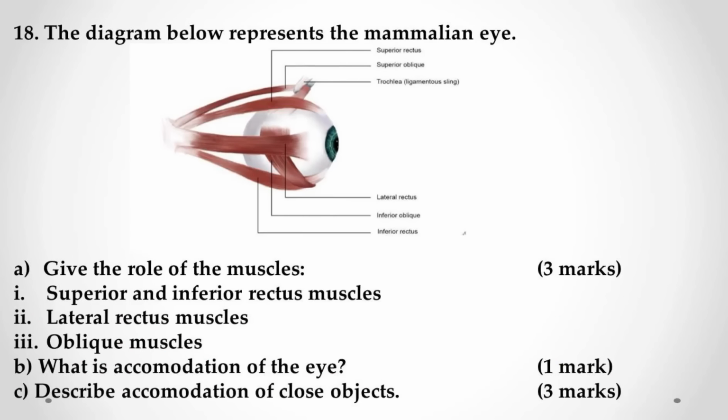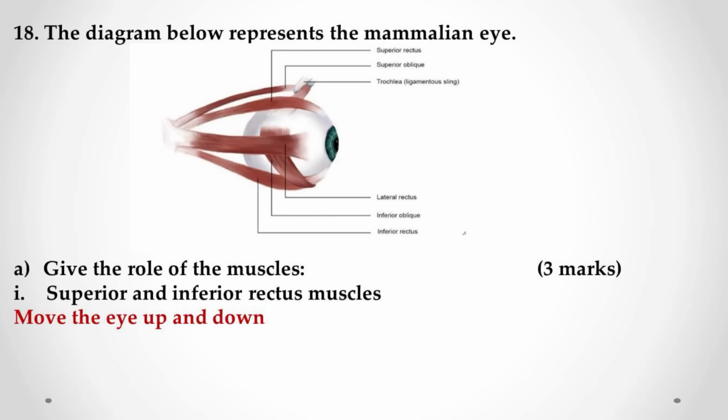Question 18. The diagram below represents the mammalian eye. Question A, give the role of the superior and inferior rectus muscles, lateral rectus muscles, and oblique muscles. In question B, what is accommodation of the eye? And question C, describe accommodation of close objects.